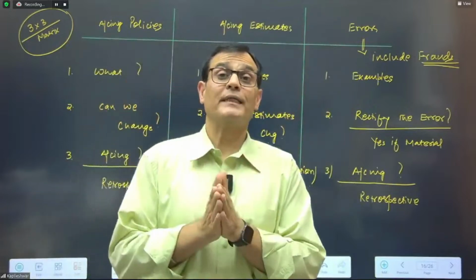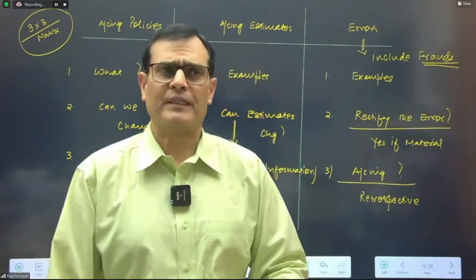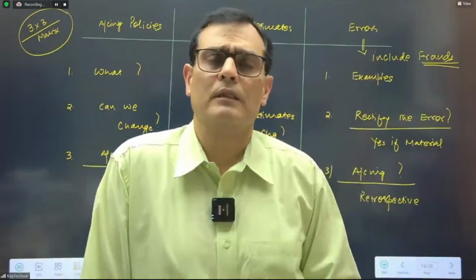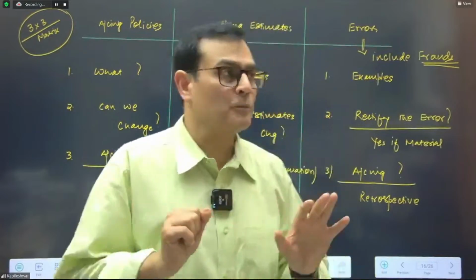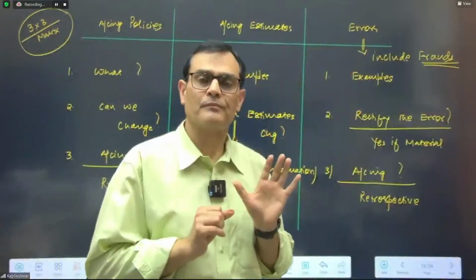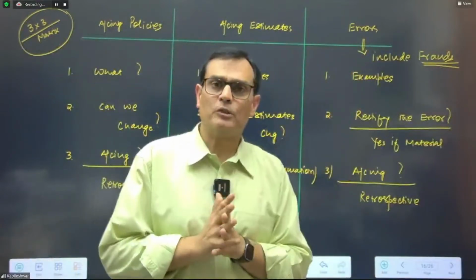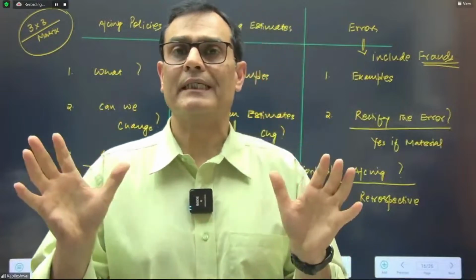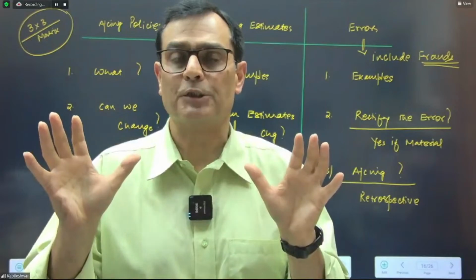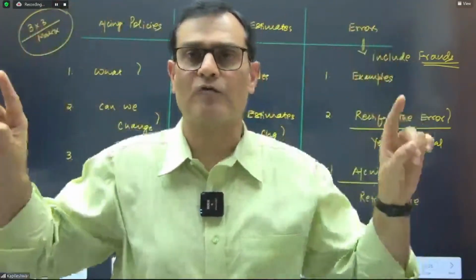And number 3, when you're looking at errors, we look at examples of errors. It can be unintentional, it can be intentional. A fraud is intentional, but it is considered to be an error. So do the errors need to be rectified? If material, certainly yes. And what is the accounting? It is again retrospective accounting in nature. So I've just given you a framework of a discussion.